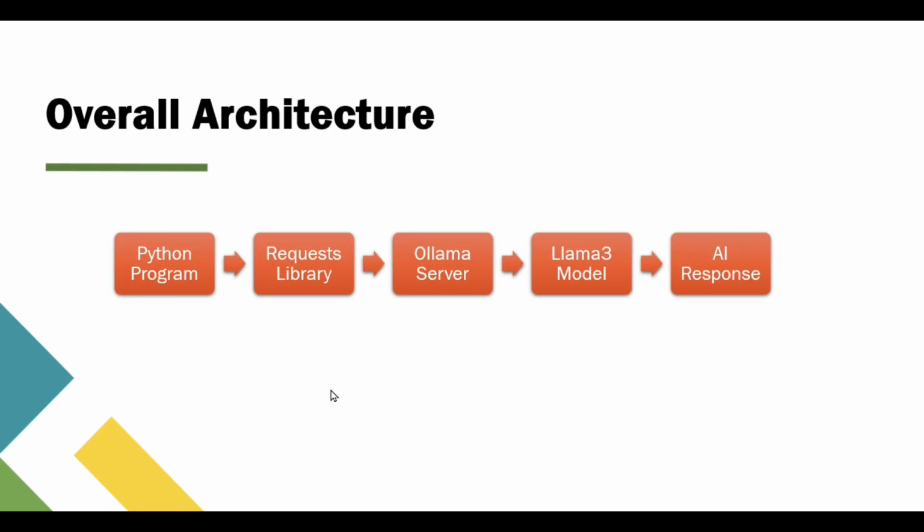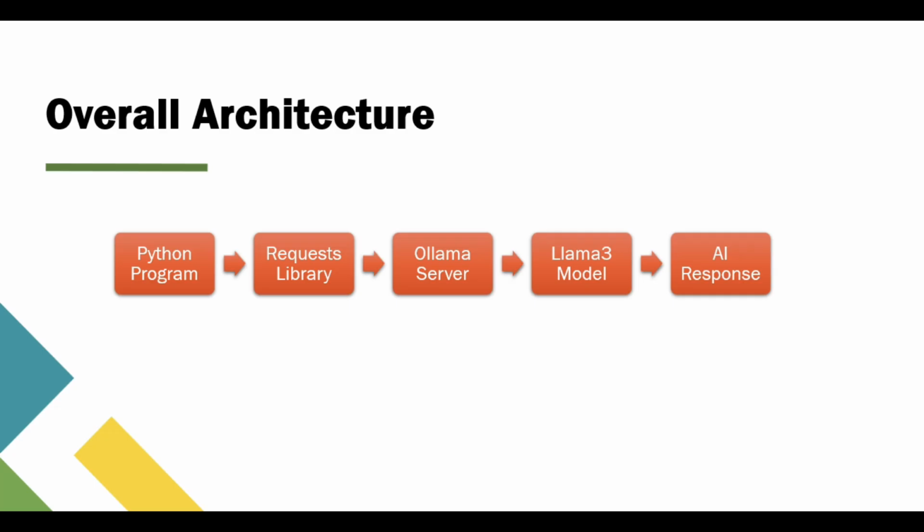The overall architecture of a chatbot. The complete life cycle of a chatbot query involves 5 distinct stages. First is the Python program: the user interface or application logic sends a request containing the prompt. The second is the requests library, an HTTP client that packages the prompt into a structured format called JSON and sends it over the network to the local server. The local server is nothing but the Ollama server.